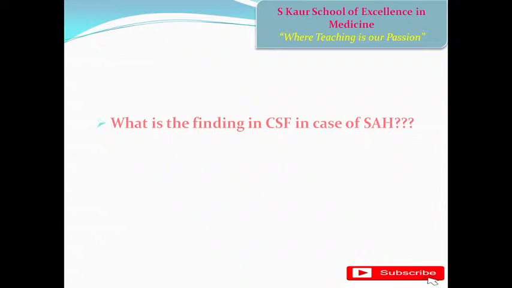Next, what is the finding in CSF in case of SAH? Findings in CSF in case of SAH. What will be found in the CSF examination? How will we know that the patient has had bleeding? No one? It's a very very simple question.